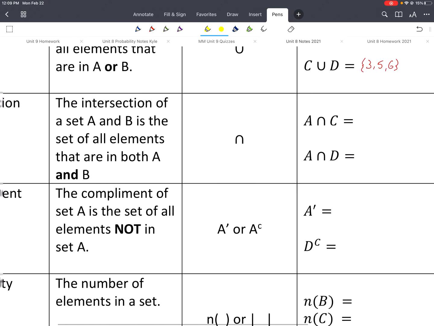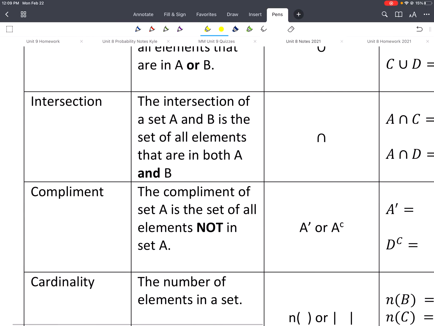All right, and then we're going to talk about intersection. We've talked about intersections before with graphs. It's where they meet each other. They share the same point. Remember that? If we had a quadratic and a line, these would be the intersections. It's not much different than that when we do set notation.